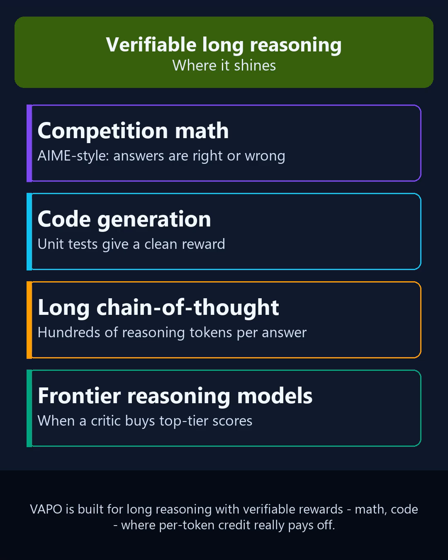Where does VAPO fit? It is built for tasks with long reasoning and a verifiable reward. Competition mathematics, where an answer is simply right or wrong. Code generation, where unit tests give a clean signal. Any long chain of thought problem with hundreds of reasoning tokens, where per-token credit really matters. In short, when you are training a frontier reasoning model and can afford a critic to chase the very top scores.